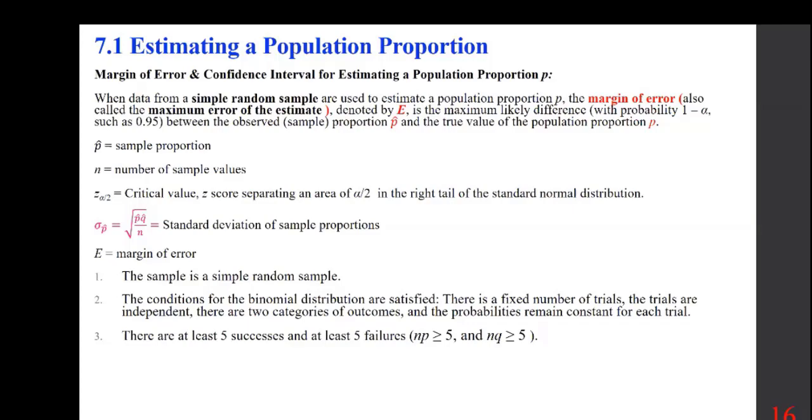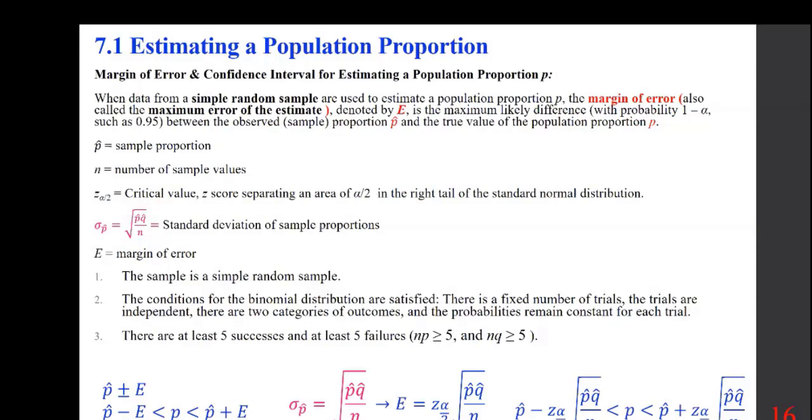E is the margin of error, and the sample is a simple random sample, SRS, and the conditions that were discussed for binomial distribution should work. And since we are going to go to the z-score, that means we are approximating with the normal distribution, then np and nq, or n p hat and n q hat, whatever we have, must be large. How large is good? At least 5. And these are the formulas. p hat plus minus E. What is E? This is what you need to know.